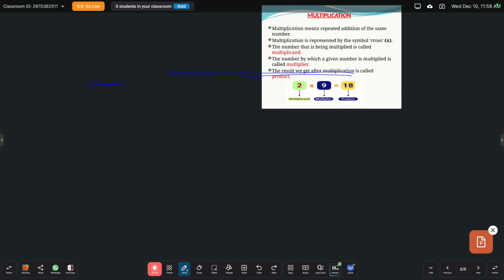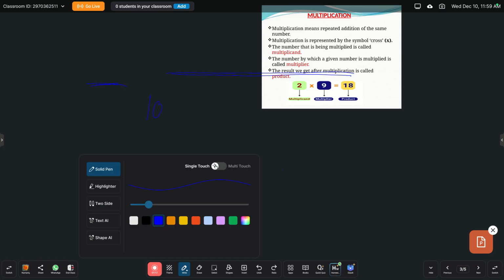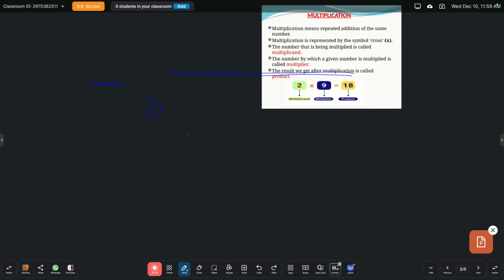See, beta, for example, I have to buy chocolates. I have to buy 3 chocolates, one for myself, one for my brother, and one for my sister. And the cost of one chocolate is 10 rupees. I have to buy 3 chocolates. So tell me, what will be the cost of 3 such chocolates?